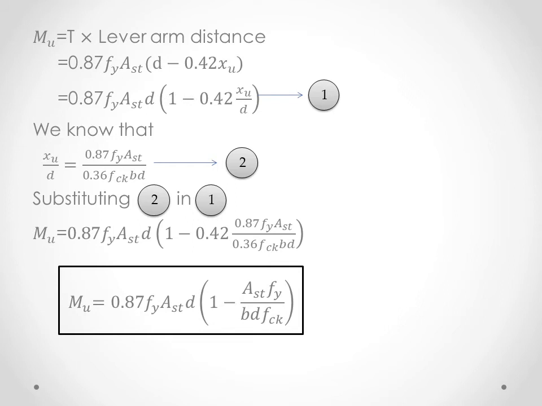This is the equation that we use for moment of resistance. In the tensile force case, we use this equation: Mu is equal to 0.87 Fy AST D into 1 minus AST Fy divided by BD FCK.